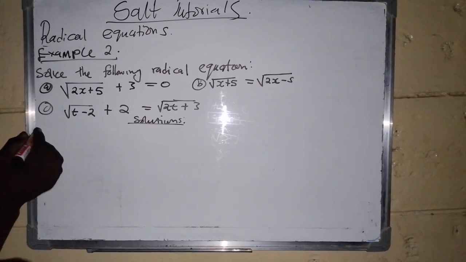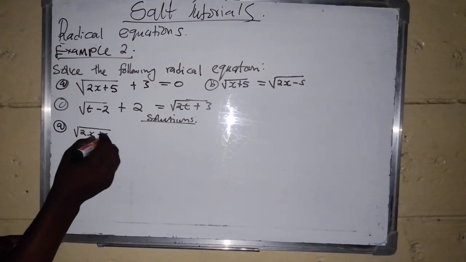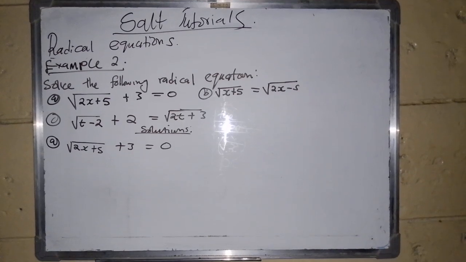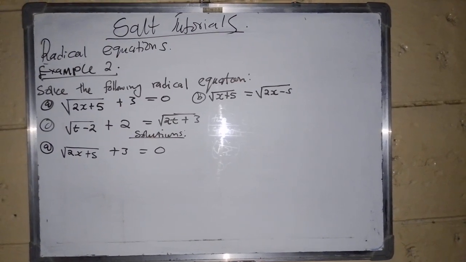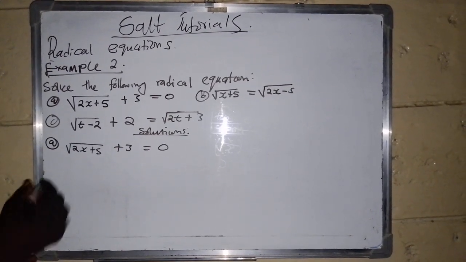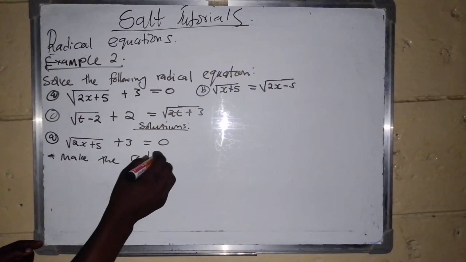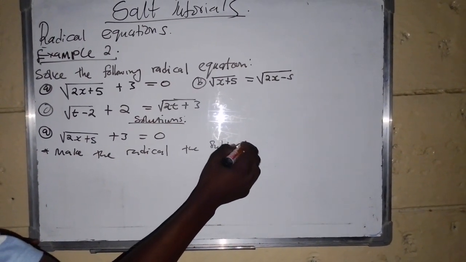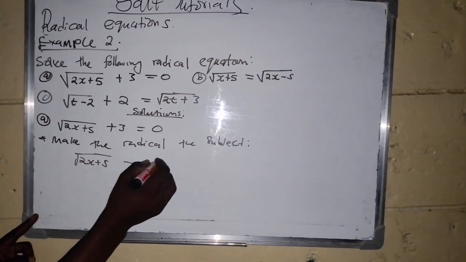So a here is also very much simple, where we're just looking at the square root of 2x plus 5, plus 3, to be equal to 0. So what do I do? My first step, I have to make sure that my radical is on my left hand side, made the subject. I can simply say make the expression with the radical the subject. So this is going to become the square root of 2x plus 5 equal to negative 3.